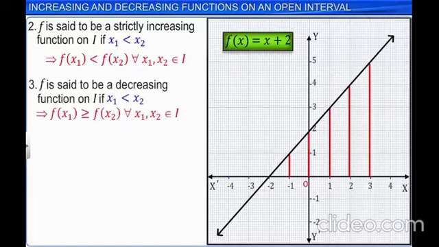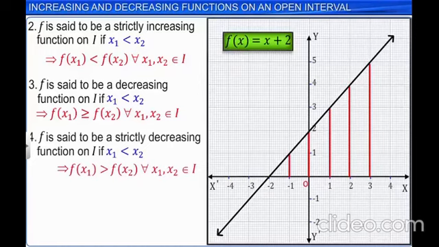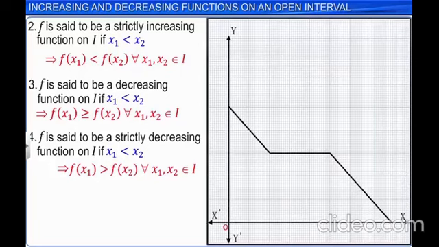Now, let us see when a function is said to be decreasing or strictly decreasing on an interval. A function f is said to be a decreasing function on the interval I if x1 less than x2 implies that f of x1 is greater than or equal to f of x2 for all x1, x2 in I, and f is said to be a strictly decreasing function on the interval I if for every x1 less than x2 we have f of x1 greater than f of x2 for all x1, x2 in I.